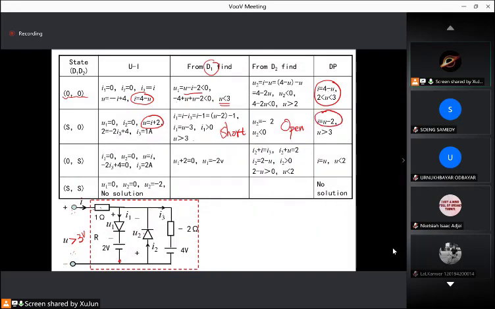And then we assume the D1 open, D2 short. This open, this short. So the I1 is 0, open. U2 is 0. So the U will equal to I because this is short. So the U will equal to 1 ohm multiply I.